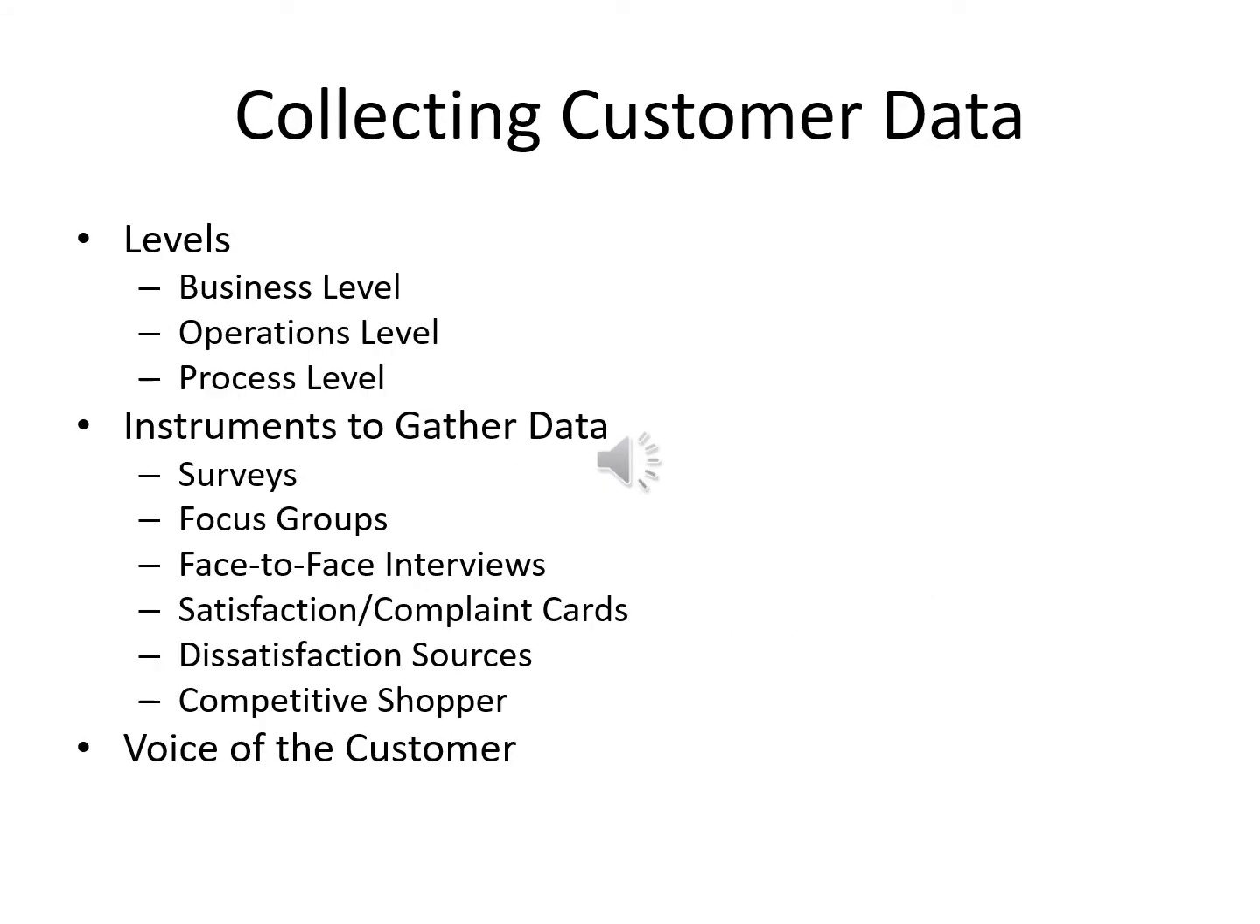So we want to collect customer data, and there are different levels of customer data, right? Business level, these are basically going to be financial revenues, gross sales, return on investment, RONA, those types of things. Owners, shareholders, these are things they're concerned with. Operations level, this could be both internal and external. Again, this is your effectiveness, how well do you meet their needs, efficiency, how cheap is it, and quality, things like that. And then on process level, this is where you actually primarily focus on internal customers.